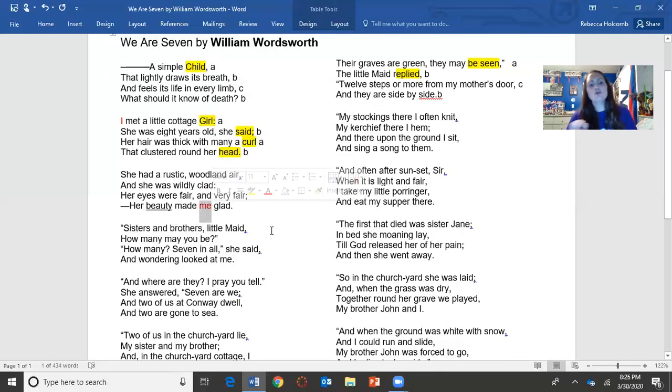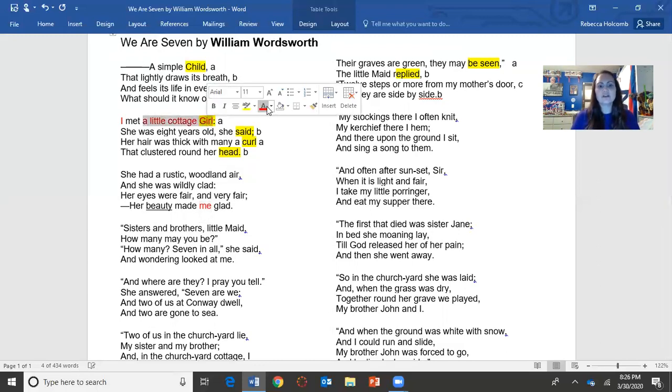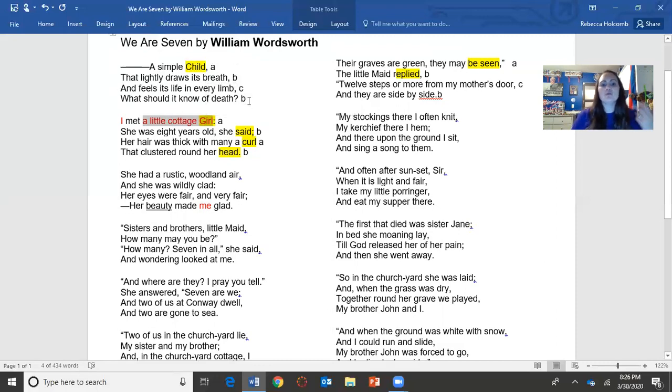Let's see, who else is our main character? The little girl, right? So the little cottage girl is our other main character, again, looking for those narrative elements. He sees this little girl and feels like she's lively, and what would she know about death? Well, that's a pretty loaded question, right? Because she obviously does, even at her young age. How old is she? She's 8, right? So lots of details are given about the character.